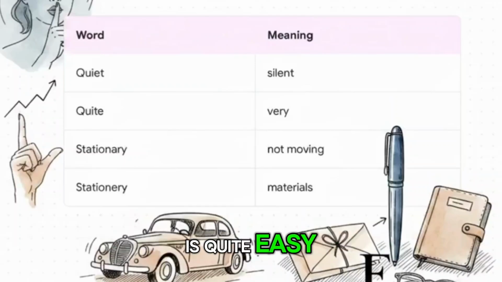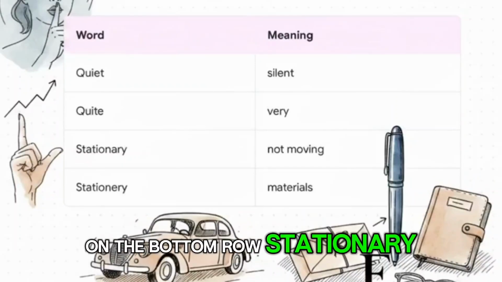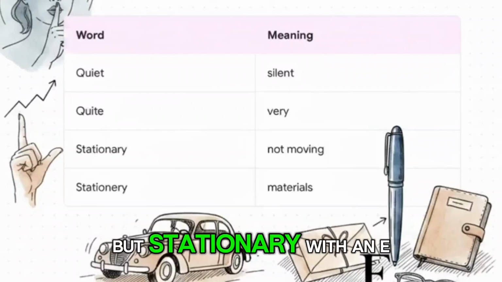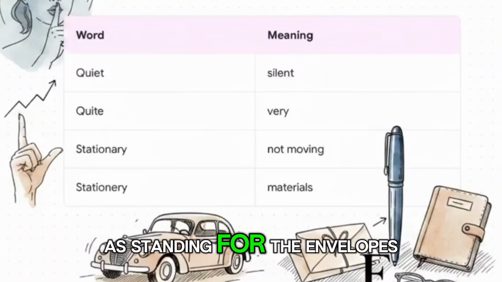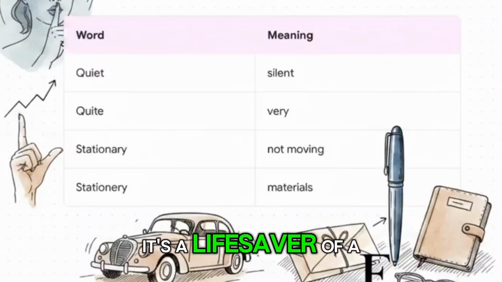This is quite easy. On the bottom row, stationary with an A means not moving. But stationary with an E refers to writing materials. Just think of that E as standing for the envelopes and pens you buy. It's a lifesaver of a trick.